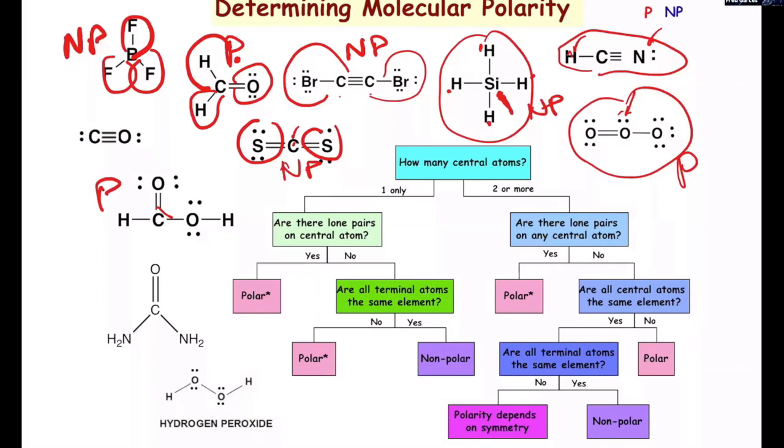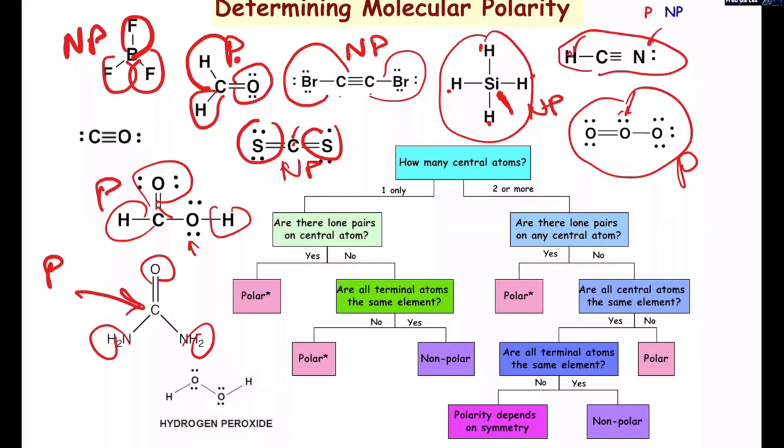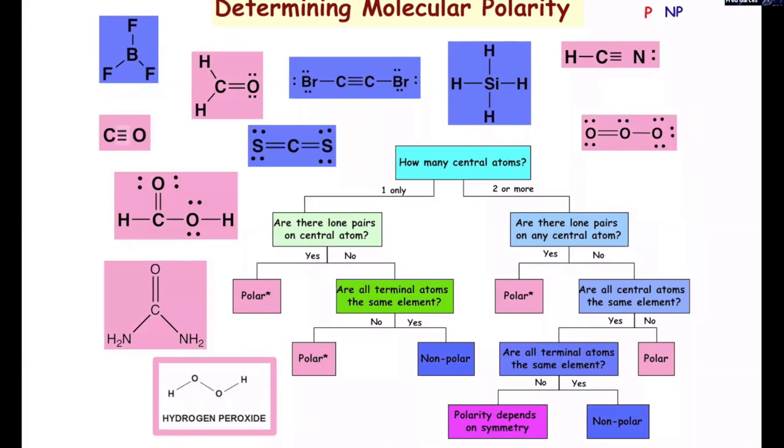This is polar. Terminal atoms are not the same, plus a central atom has lone pairs. This is polar. Terminal atoms are not identical. And of course, this is also polar. So just by visually inspecting the chemical, that's why molecular geometry is so important, and the Lewis structure, you can determine whether the chemical is polar or nonpolar. Okay. And this is just a summary of which chemicals are polar. That's shaded in red. And which chemicals are nonpolar. That's shaded in blue.